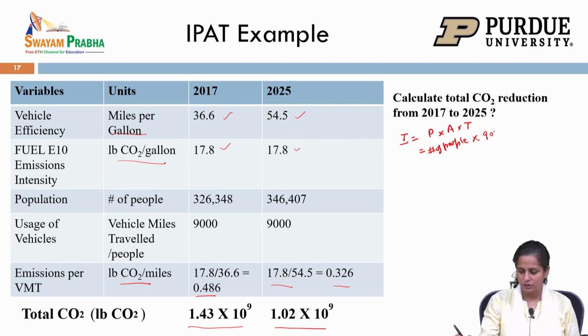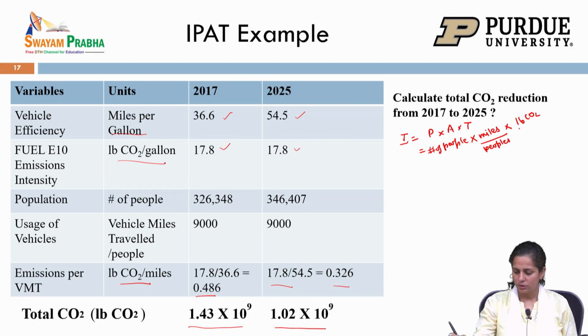I will just write the variable. This is the miles travelled per people, and then technology is emissions per mile, so we have LbCO2 per mile. When you multiply this LbCO2 per mile by the usage of vehicle, which is the miles per people, and the number of people driving, that gives you the total LbCO2. So you can do the math, use this equation and match the numbers: 1.43 into 10 to the power 9 and 1.02 into 10 to the power 9.